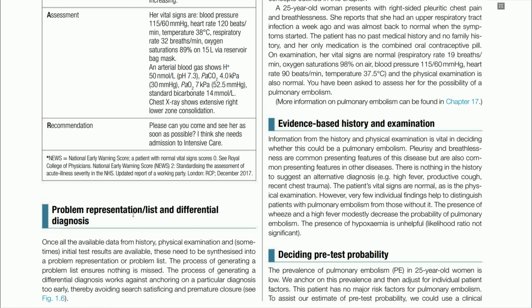Problem representation/list and differential diagnosis. Once all the available data from history, physical examination, and sometimes initial test results are available, these need to be synthesized into a problem representation or a problem list. The process of generating a problem list ensures nothing is missed. The process of generating a differential diagnosis works against anchoring on a particular diagnosis too early, thereby avoiding search satisficing and premature closure. See figure 1.6.